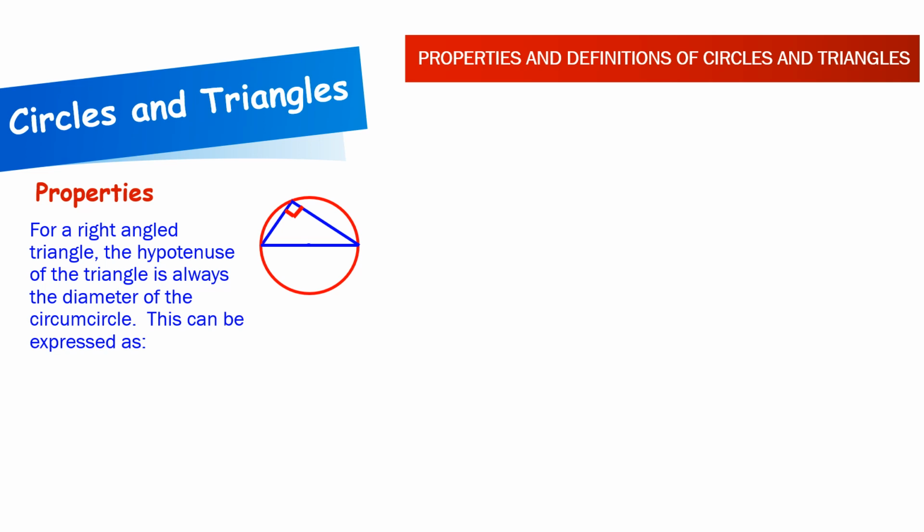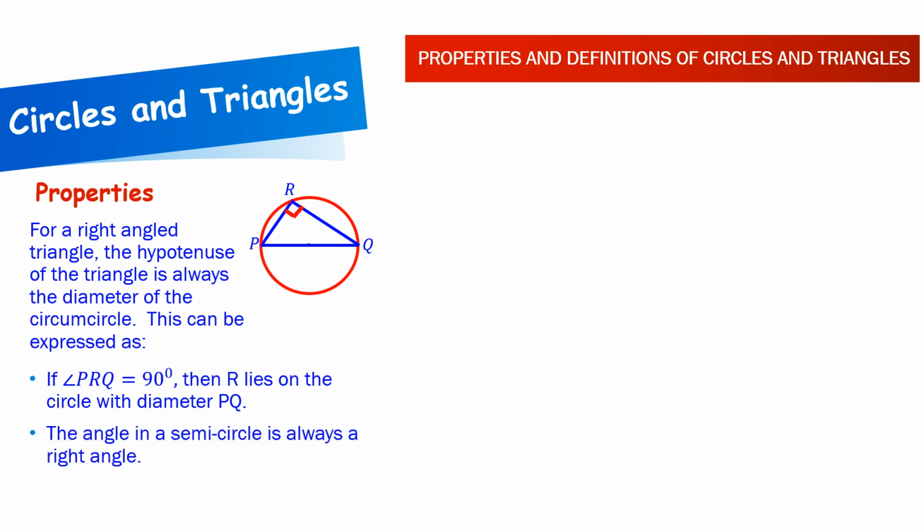For a right-angled triangle, the hypotenuse of the triangle is always the diameter of the circumcircle. This can be expressed as the following. If angle PRQ, as shown in the diagram, equals 90 degrees, then R lies on the circle with diameter PQ. And the angle in a semicircle is always a right angle.